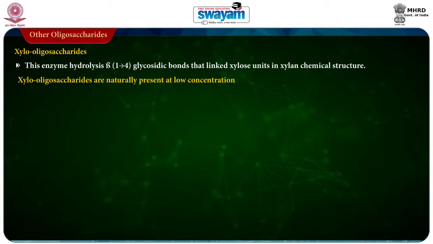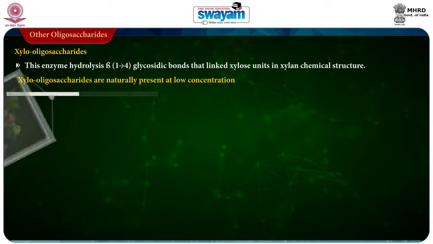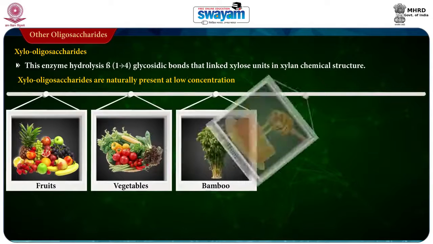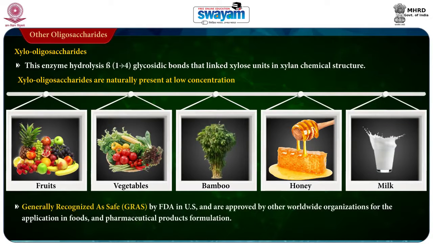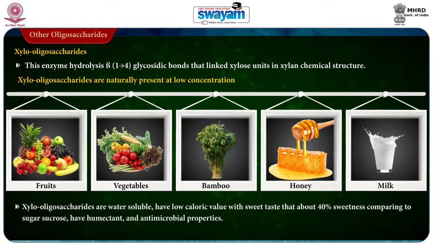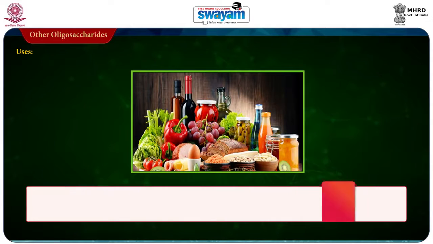Xylo-oligosaccharides are naturally present at low concentration in fruits and vegetables, bamboo, honey and milk. They are generally considered safe by the FDA in the US and approved worldwide for application in food and pharmaceutical formulation. Xylo-oligosaccharides are water soluble, have low calorific value with a sweet taste about 40% as sweet as sucrose, and have antimicrobial properties. Let us understand its uses.